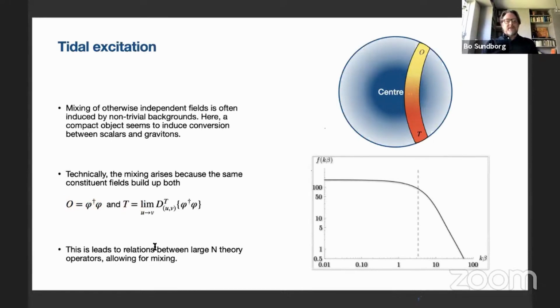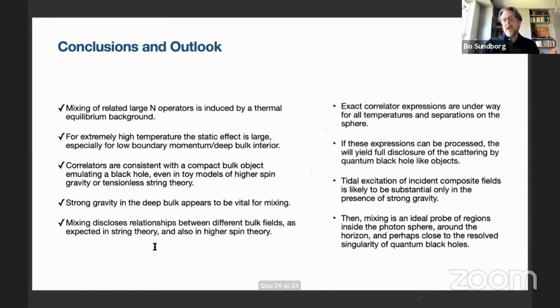So this leads to relations between large N theory operators, allowing for mixing. Now I'm at the conclusions and outlook. So I would say that mixing is induced. We'll confirm that for extremely high temperature, the static effect is large, especially for low boundary momentum, that is corresponding to the deep bulk interior.